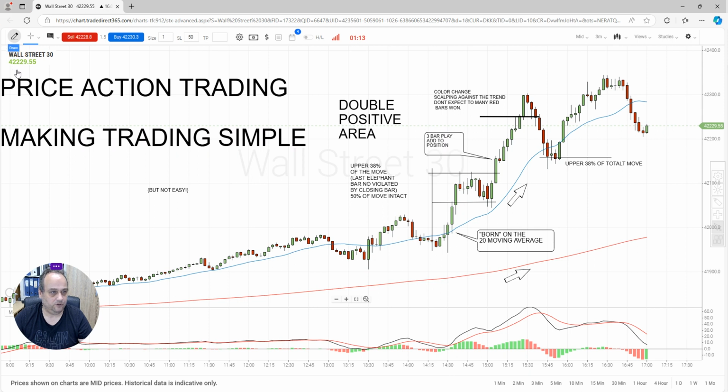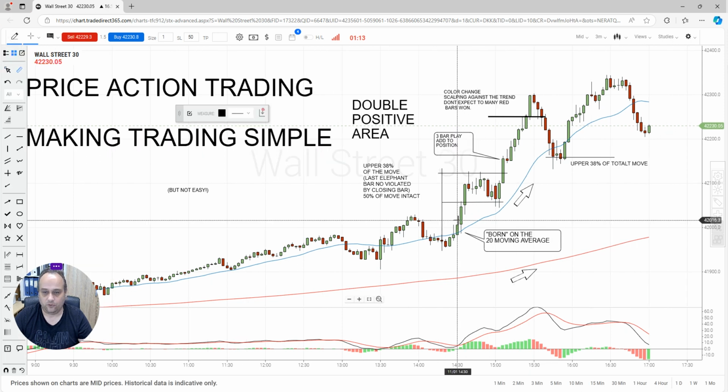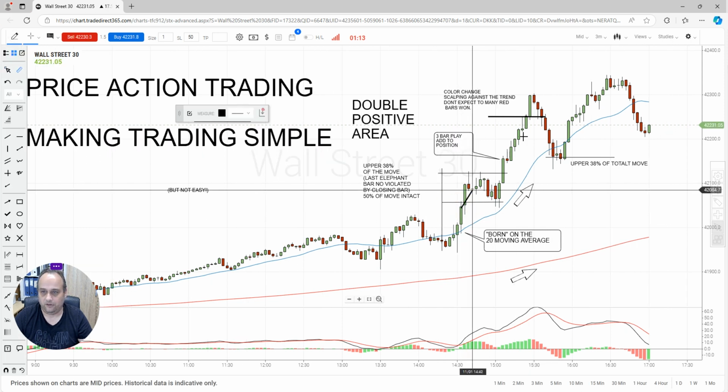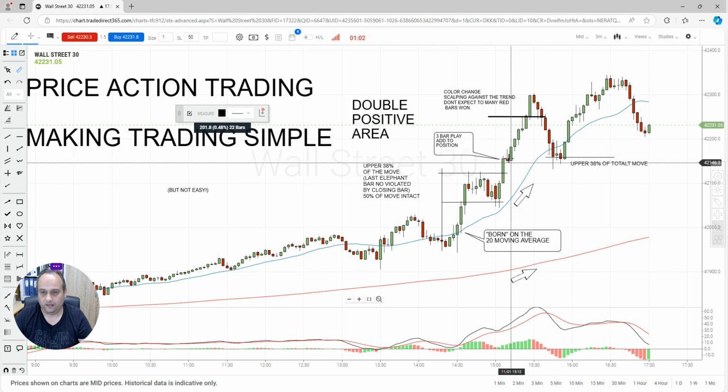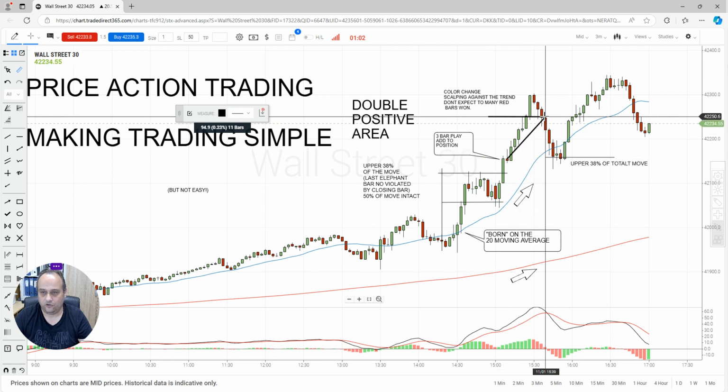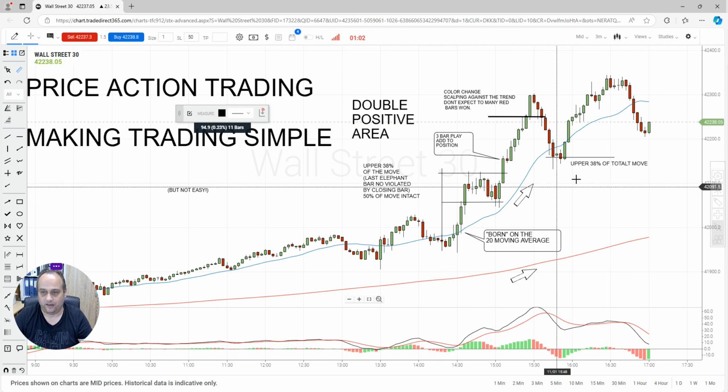And we can just measure out, just for fun, to see how much you would actually get from the green bar down here all the way up to the color change. In this case, you will get about 200 points. And if you take from the add position to the exit, you'll get about 95 points on top of that.